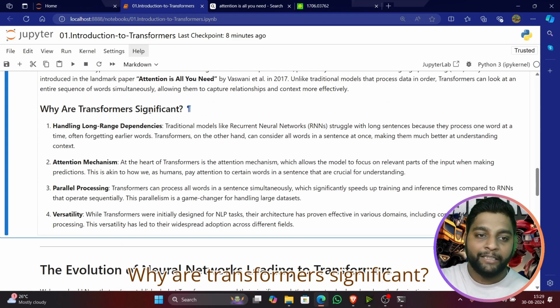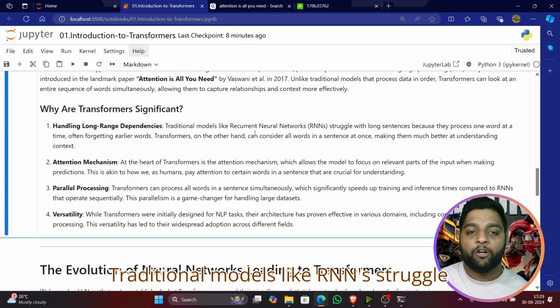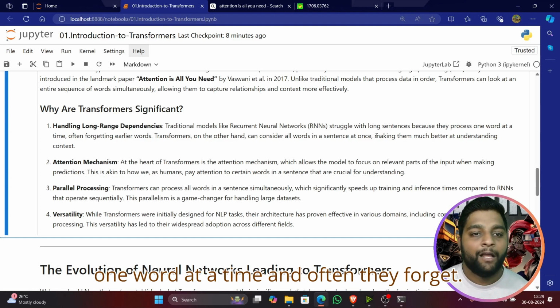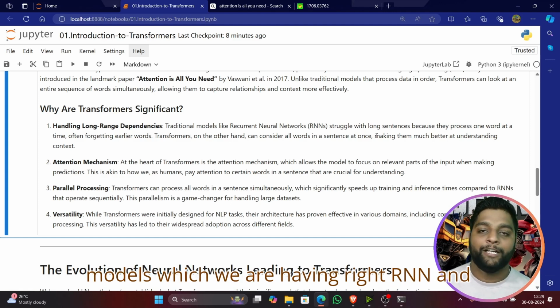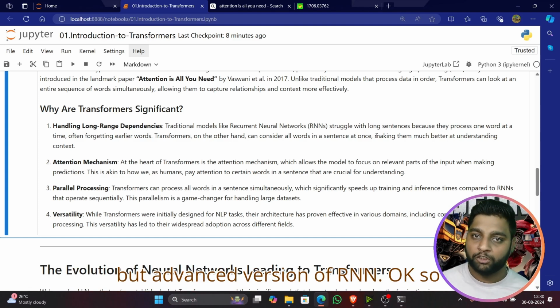Why are transformers significant? Handling long-range dependencies. Traditional models like RNNs struggle with long sentences because they process one word at a time and often forget. So that is the main problem with these previous models, RNN, LSTM and GRU. LSTM and GRU are nothing but advanced versions of RNN.